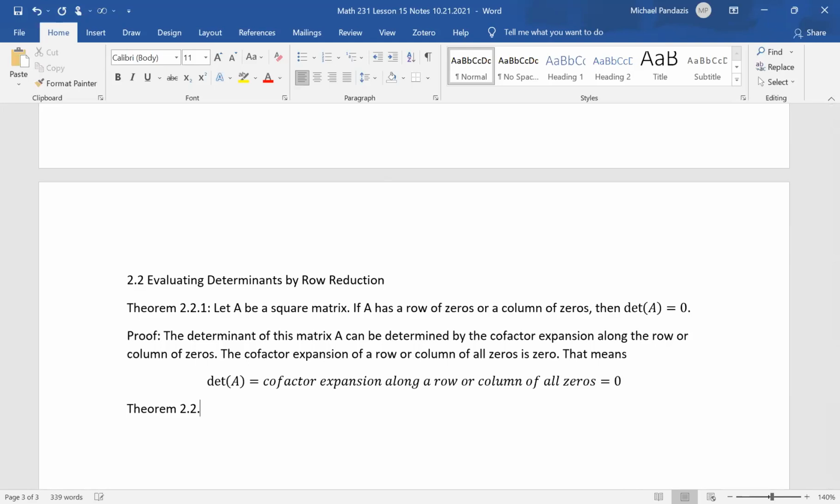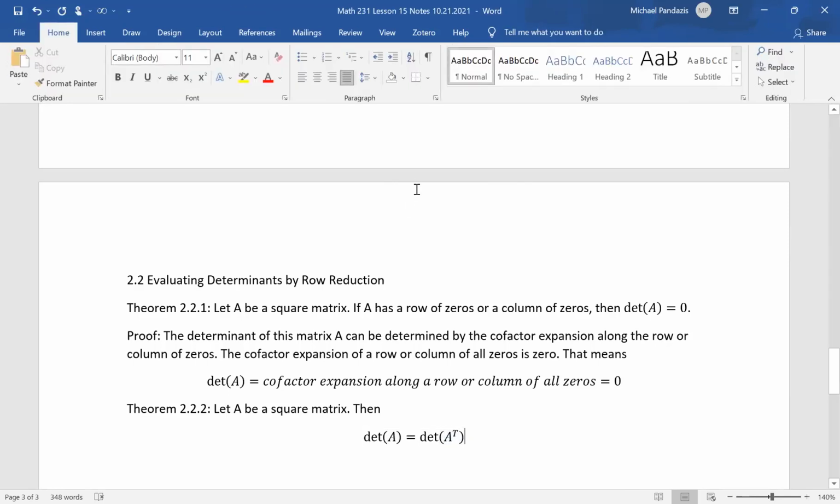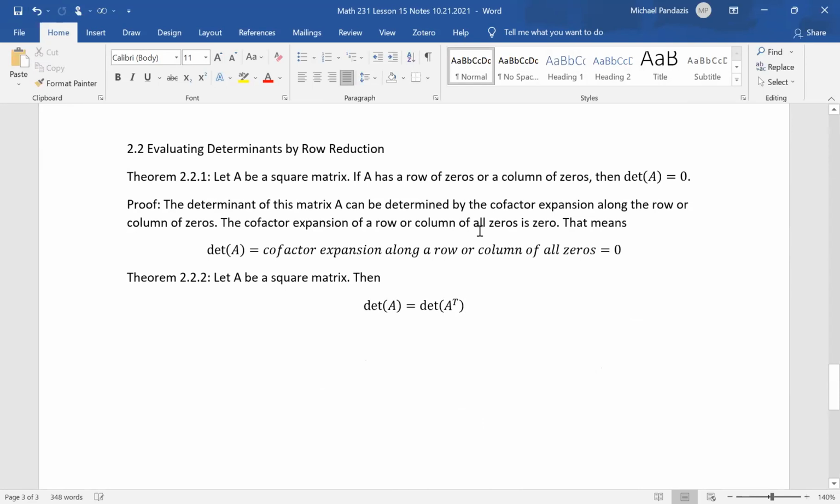Theorem 2.2.2. Let A be a square matrix. Then the determinant of A is equal to the determinant of A transpose. Okay, so the proof of this: consider the cofactor expansion along the first row of A.